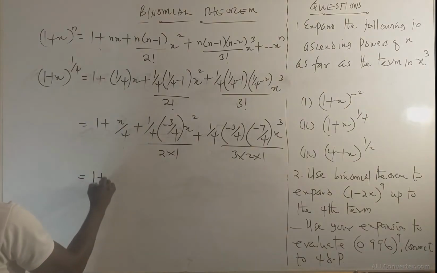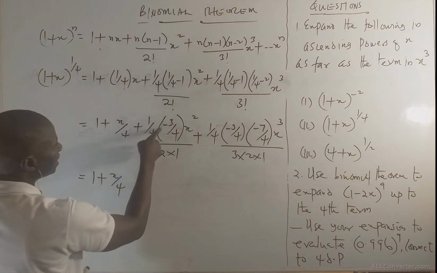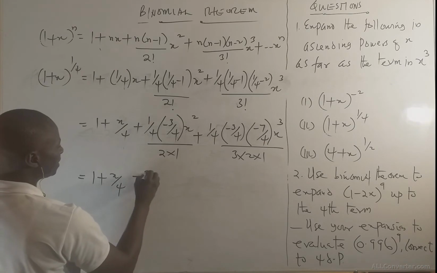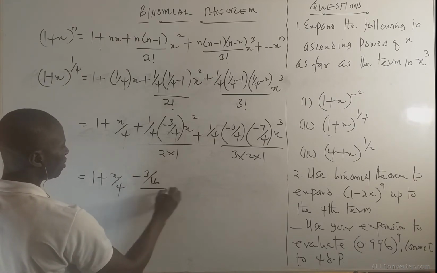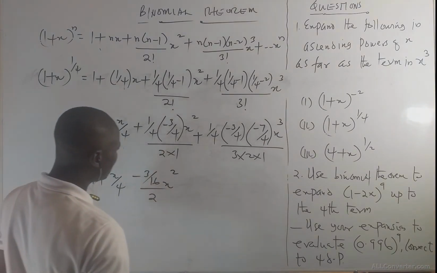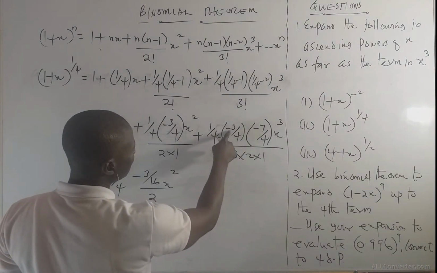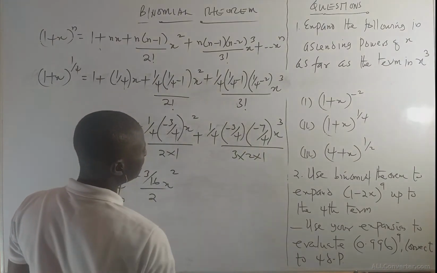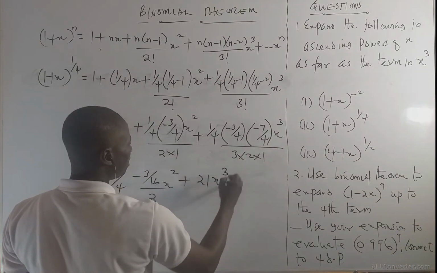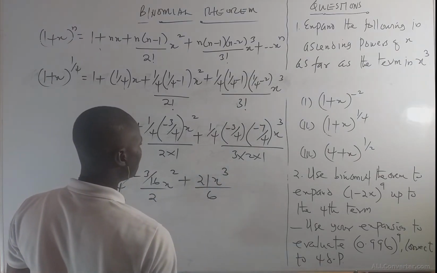We have 1 plus x over 4. Then let's simplify this. 1 times minus 3 will give us minus 3 here. Then 4 times 4 will give us 16. So we have minus 3 over 16. Don't forget it's all divided by 2 times 1, which is 2. Then we have x squared. Then let's simplify this. Here we have 1 times minus 3, that's minus 3. And minus 3 times minus 7 will give us plus 21 x cubed. x cubed divided by 3 times 2 times 1. That will give us 6.